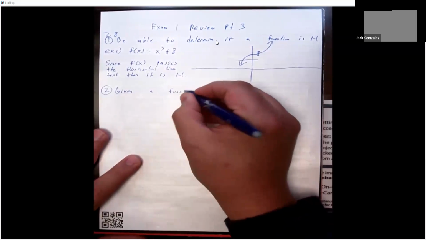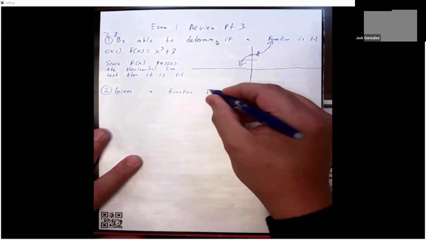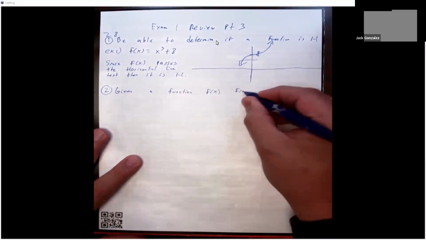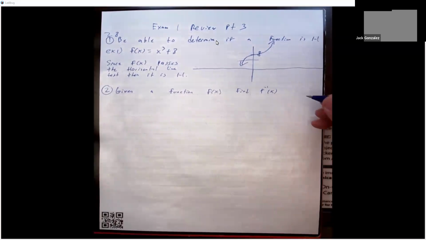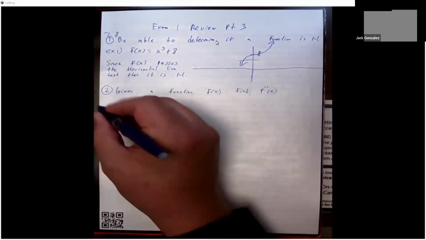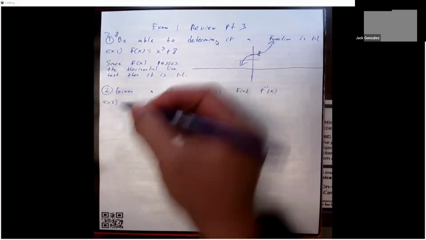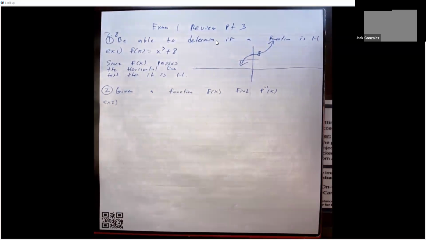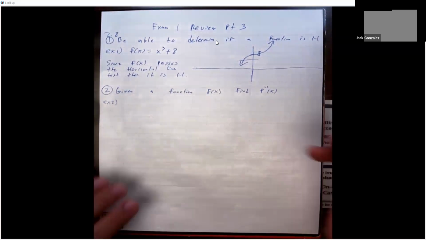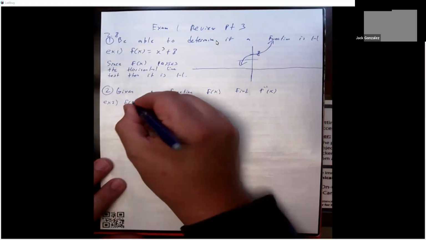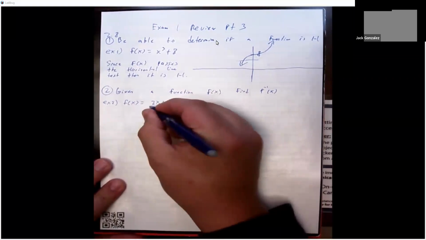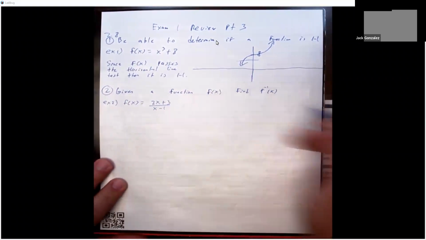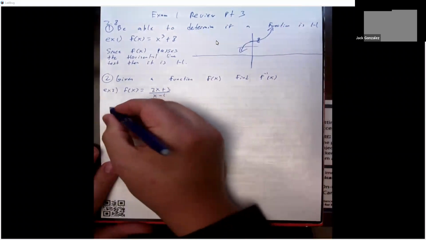Given a function f of x, find f inverse. Okay, so example 2. This is the one I chose earlier in my previous class. We'll do another one after this. I chose this one because it looked hard. So step 1, right? What is step 1?